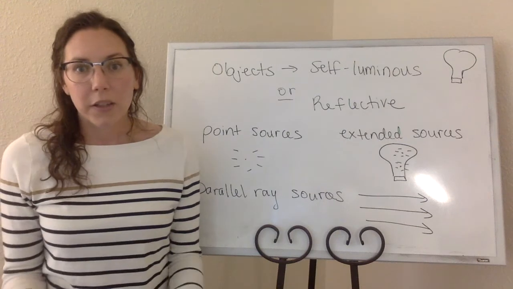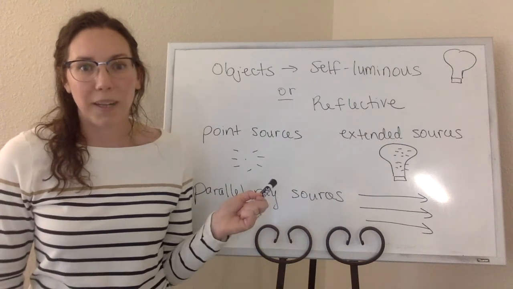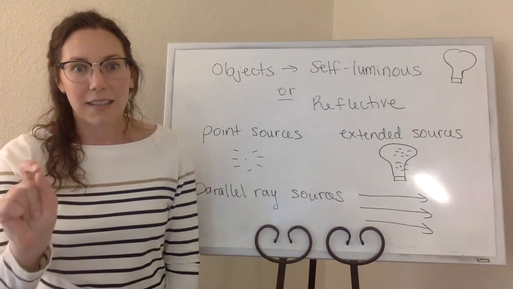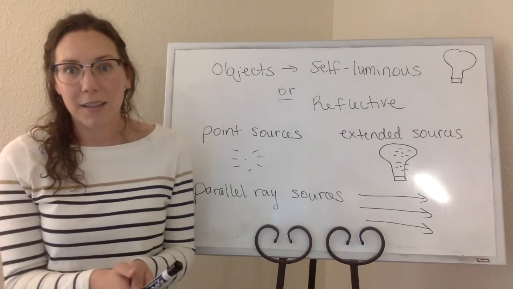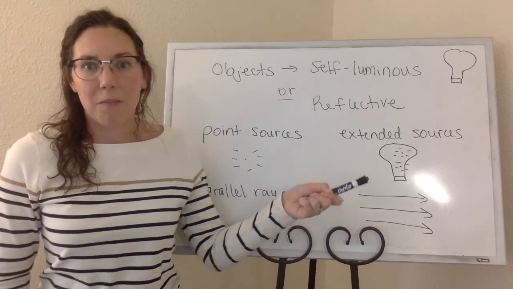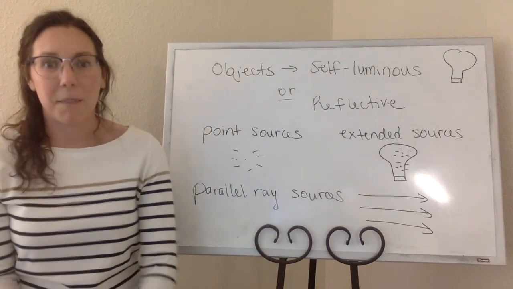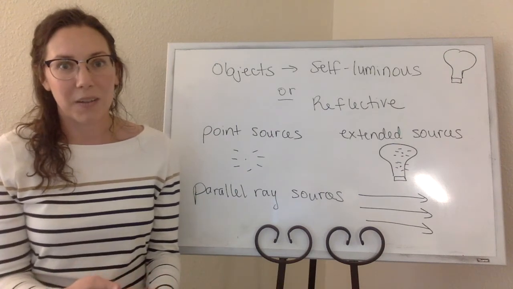In general, objects will emit light in all directions unless blocked, as I was saying. So there are two further types of light sources, which are point sources or extended sources. A point source is just a single point that emits light, and then we can imagine that extended sources are made up of many point sources. The last type is a parallel ray source. A laser is an example of a parallel ray source.